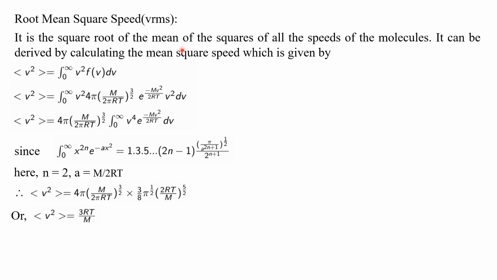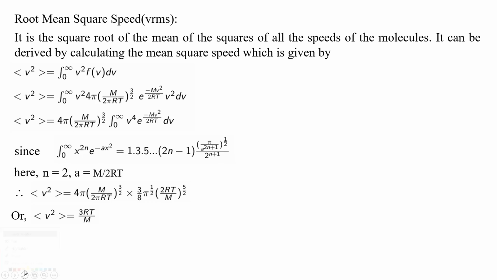Okay, so we start with root mean square speed or VRMS. It is the square root of the mean of the squares of all the speeds of all molecules. It can be derived by calculating the mean square speed, which is given by V square average is integral from 0 to infinity of V square f(V) dV. Like V average we calculated, we have to calculate the V square average. If we substitute the value of f(V) like before, we end up with this expression. And if we do the integration, we get V square average is 3RT by M.